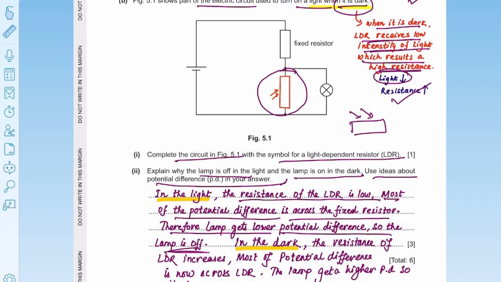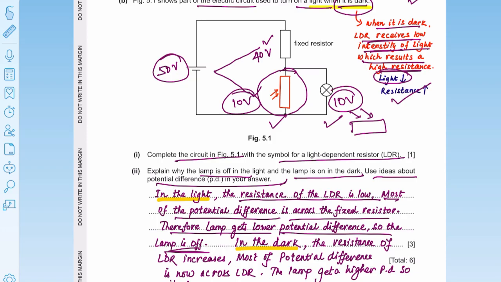Try to understand this. For example, the potential difference is 50 volt, and this is in series, so definitely the potential difference will be shared. It's not exactly the same. For example, if this is getting 40 volt and this one is getting 10 volt, this LDR and this lamp are connected in parallel. If the LDR is consuming 10 volt of potential difference, the lamp will also be consuming 10 volt. You understand what I'm trying to say?